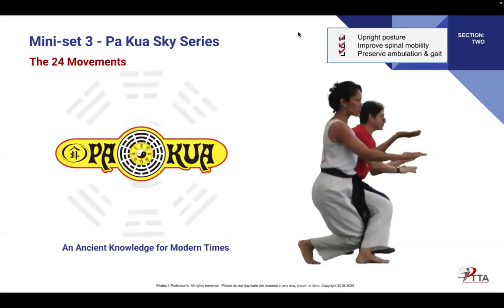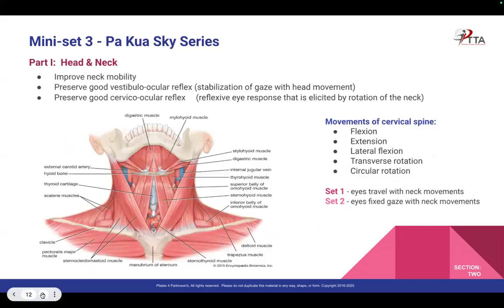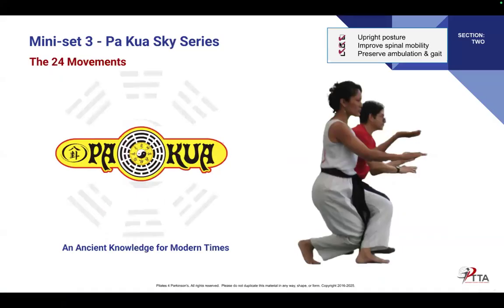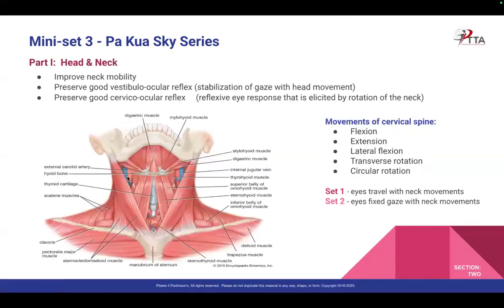All right, then we get to the Pakwa set, which is mini set number 3. And on mini set number 3, this is a segment that's taken from a really old Chinese knowledge. And if I have to pick one set that's the most valuable of all of the mini sets, I would probably say this one, because look at the upper right corner. It hits upright posture, spinal mobility, it preserves ambulation and gait. So there's a lot of stuff happening with this one mini series alone. And if you have limited time, I would try to do this one.